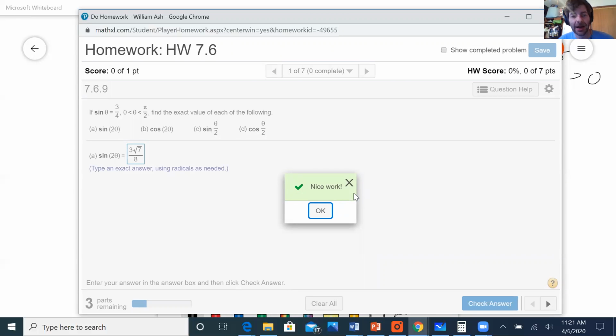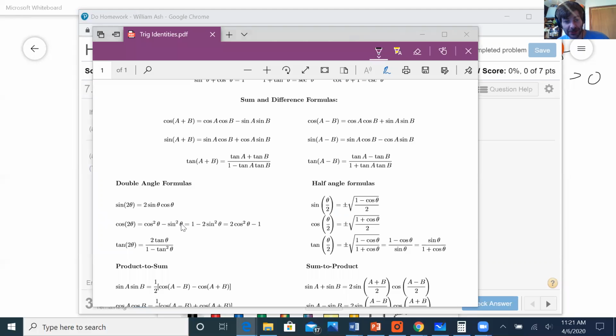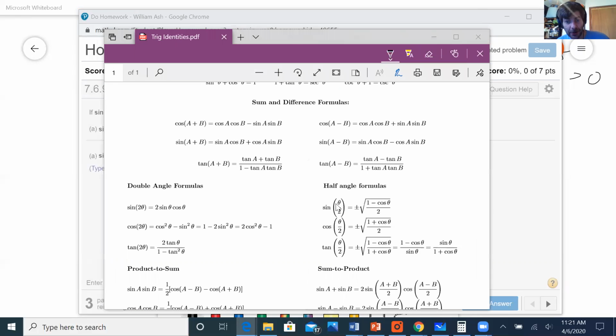And they like it. So the rest of them, can I just say work exactly the same? For cosine 2 theta, I'm just going to use the identity here, cosine squared minus sine squared, and just plug my two things in and subtract them. Same thing for sine theta over 2. Now, again, well, maybe I'll do this one.